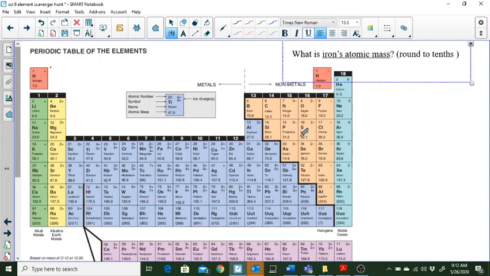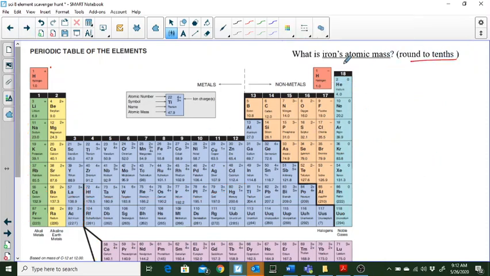All right, continue on here. What is iron's atomic mass rounded to tenths? Well, first of all, we need to find iron. And as we go through, here's iron right here. Okay, and there's iron, we've got 26, Fe, iron, 58.5, 3 plus and 2 plus.